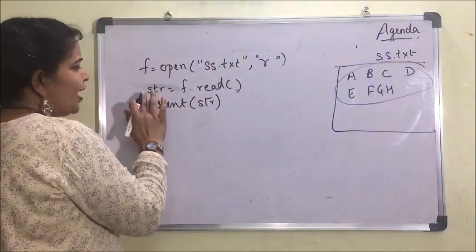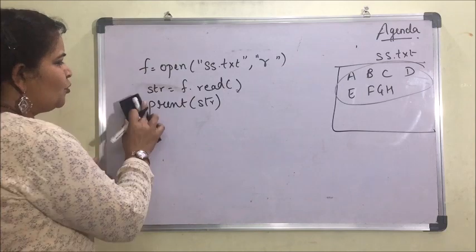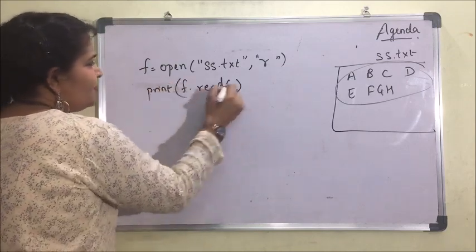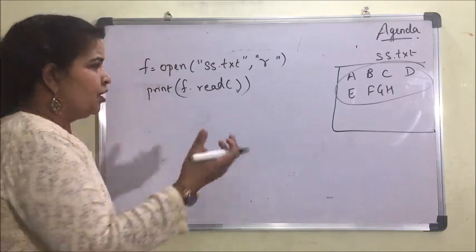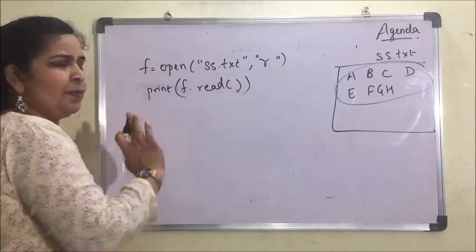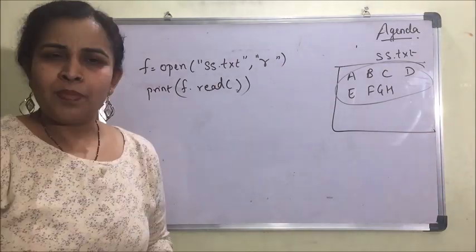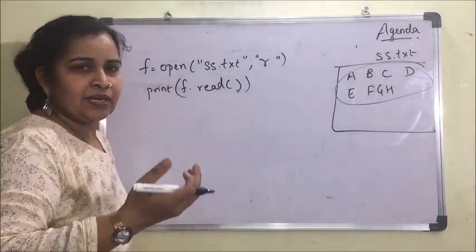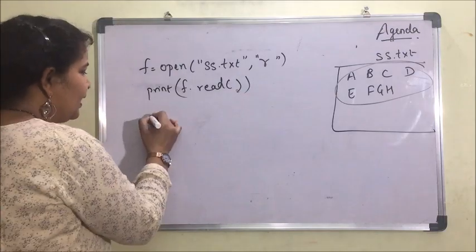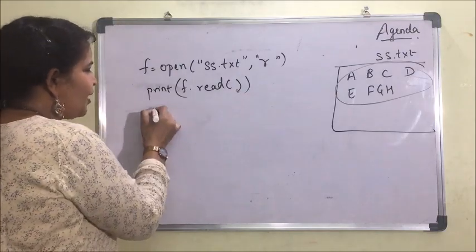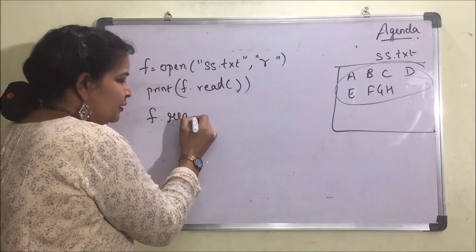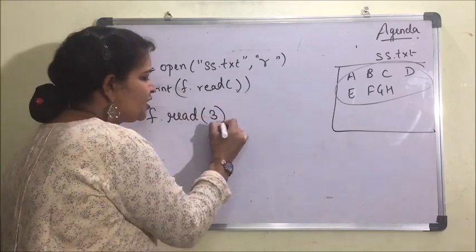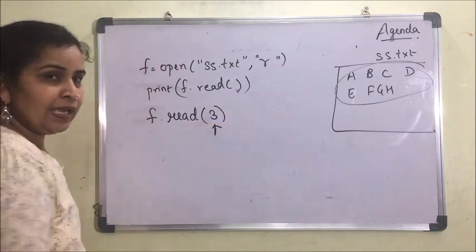You can also write directly here. Suppose if you want, print f dot read directly, you can also use that, and whatever it reads will be printed on the screen. Now the common mistake which is done by the students is, after using this command, they try to read some content again. Suppose I am trying to read one letter or one character, or a few characters, we can mention it like this. So it will read 3 characters.